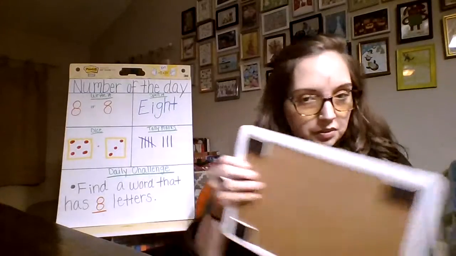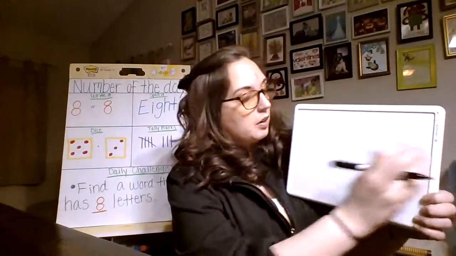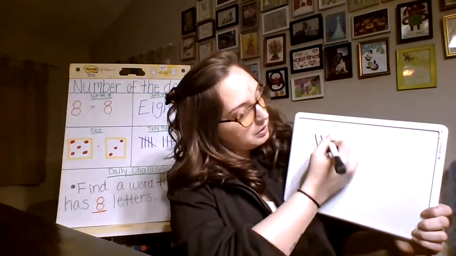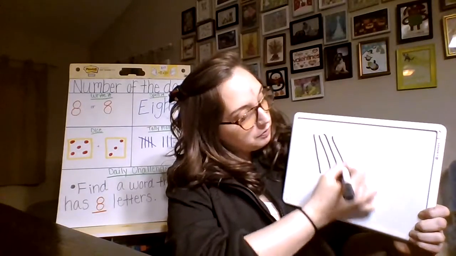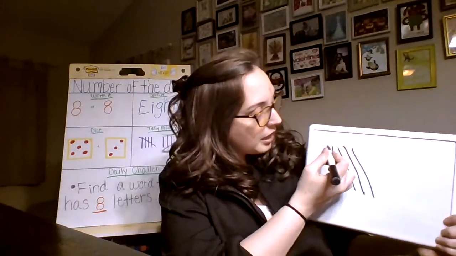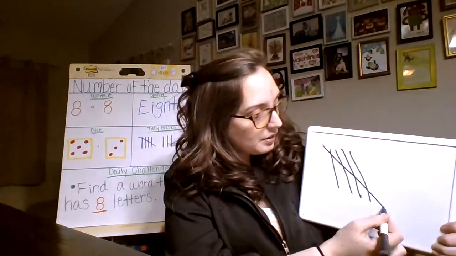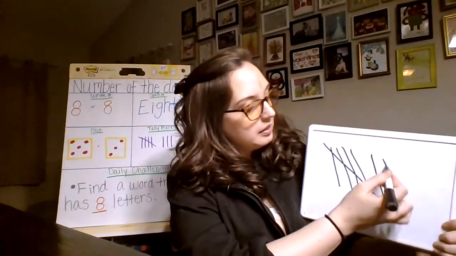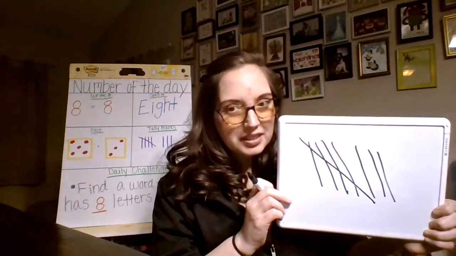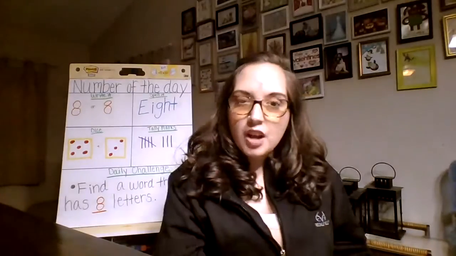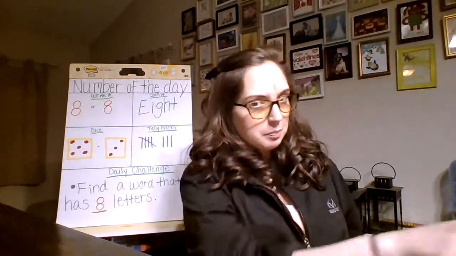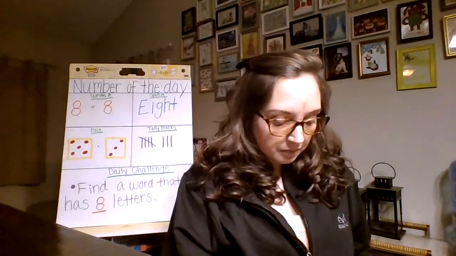All right, friends, let's try and draw 8 tally marks. Get your markers out and ready. Here we go. There's 1, 2, 3, 4. Oh, what do I do with that fifth one? Yeah, I go diagonally. 5, 6, 7, 8. 8 tally marks, friends. Great job. You're such super smart thinkers. This number 8 is a piece of cake for you guys.